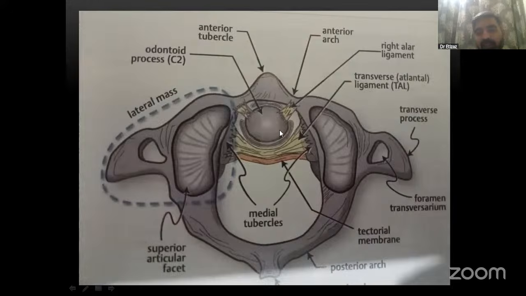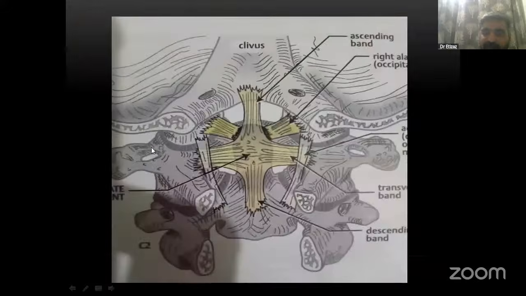But posteriorly, look at here, we have seen in the odontoid that it gives attachment to the transverse atlantal ligament. This is the transverse atlantal ligament that goes posterior to the odontoid and keeps the odontoid in place, not retracted back to the spinal cord. Okay, just posterior to the transverse ligament, there is the tectorial membrane. This whole area is the lateral mass area.